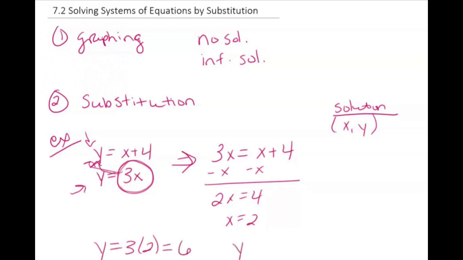Notice if this is my second equation, if I had put it into the first equation, I would have gotten 2 plus 4, which is also 6, right? So it doesn't matter which one you substitute. Again, as long as you're following your algebra rules, you're good to go. So my solution is x, which is 2, comma 6.